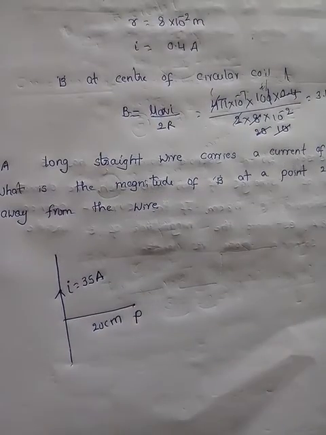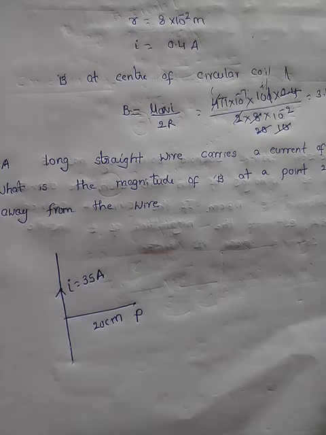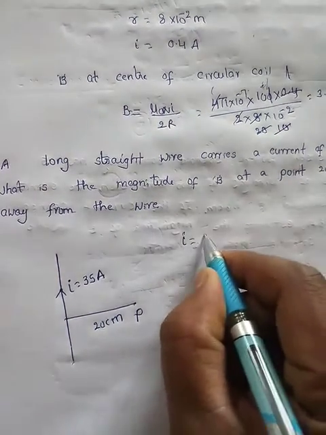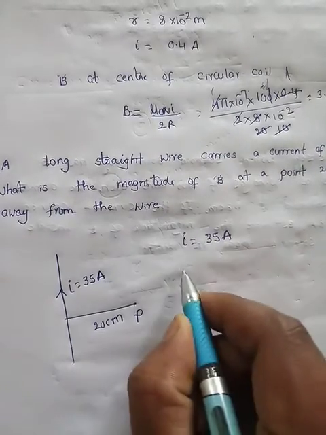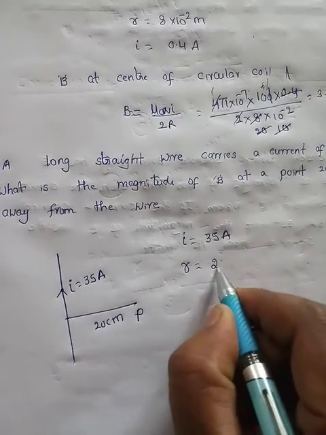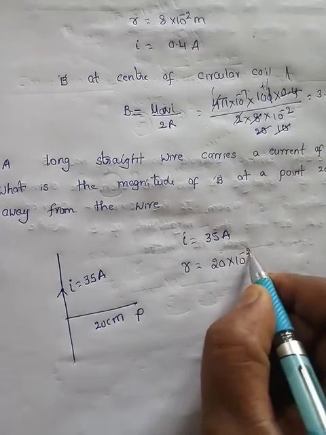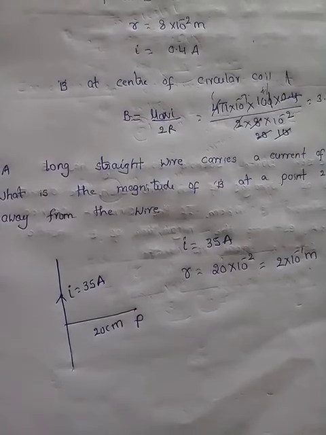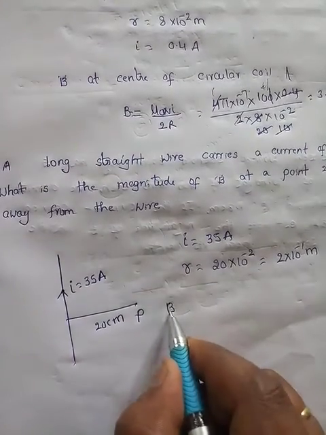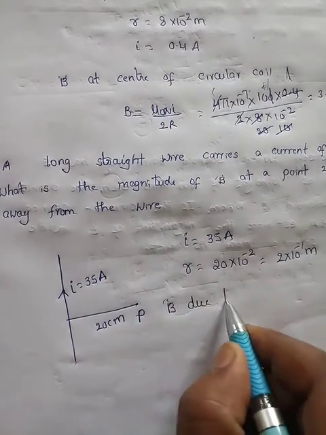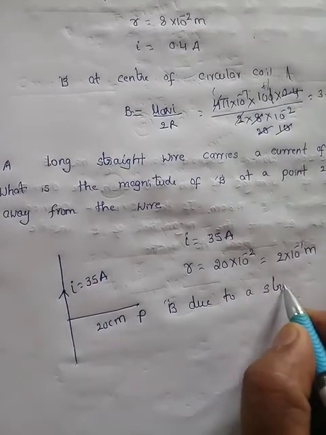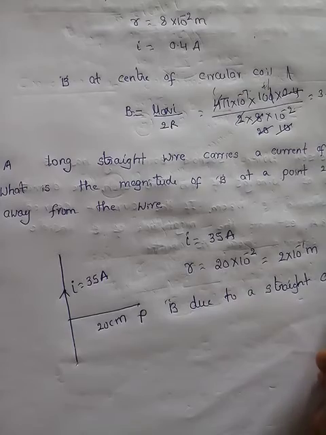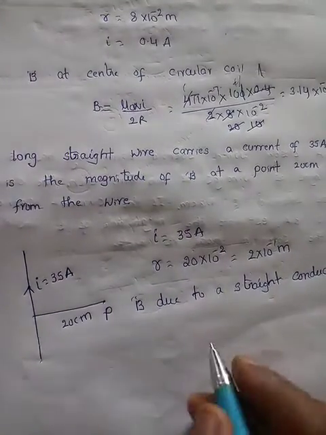Current carrying conductor produces magnetic field, right? What are the values given? I is equal to 35 amperes. Distance R is equal to 20 centimeters, meaning 20 into 10 raised to minus 2, nothing but 2 into 10 raised to minus 1 meters. This is a straight conductor. What is the formula for magnetic field due to a straight conductor?